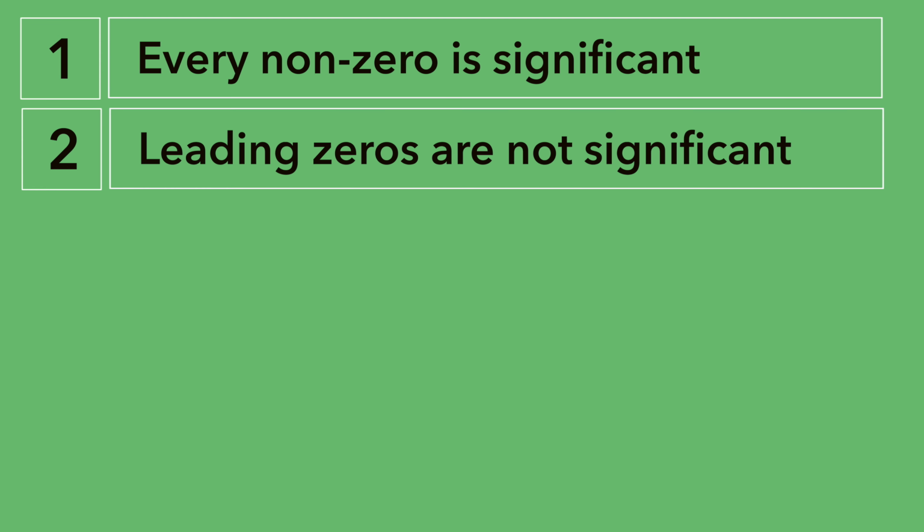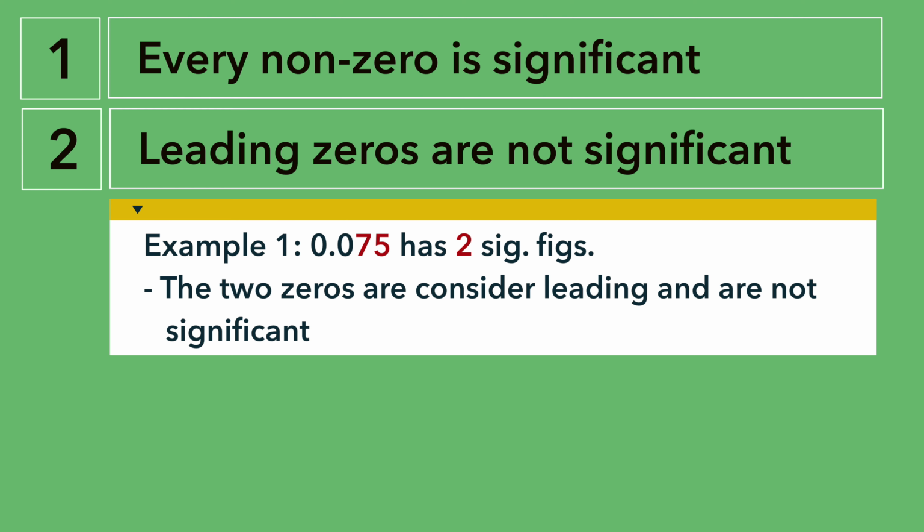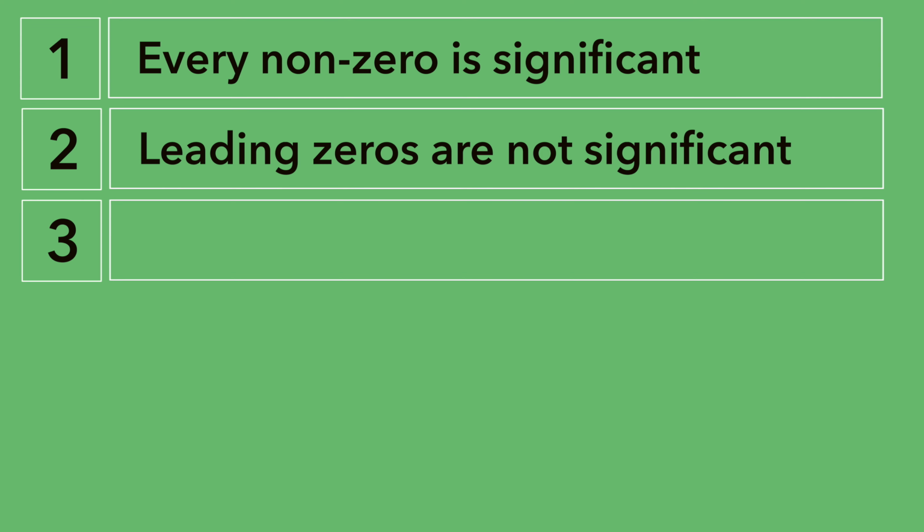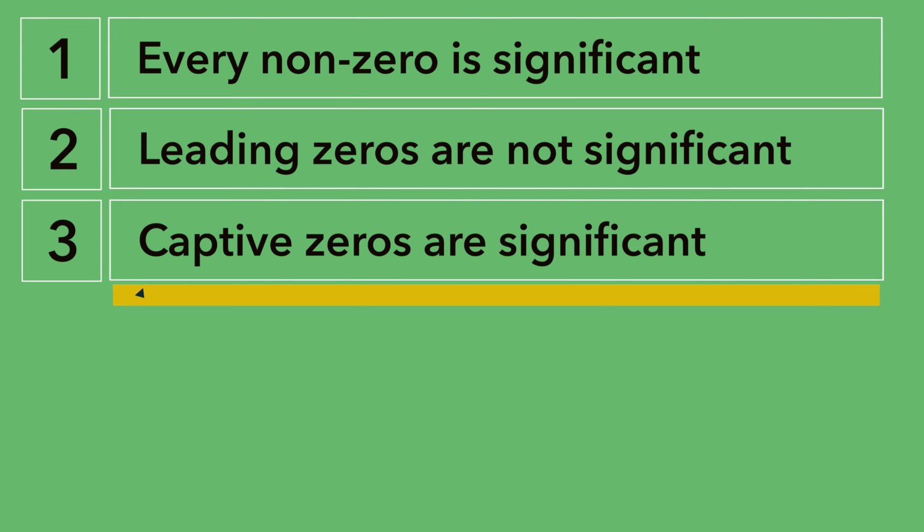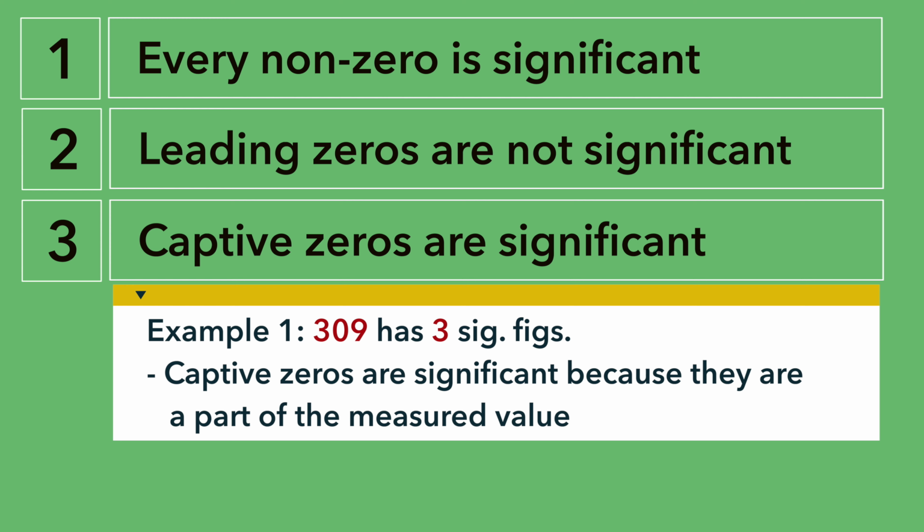Leading zeros are zeros that come before any non-zero digit in a measurement, such as those in 0.075. The first 2 zeros in this measurement are leading zeros because they come before the first non-zero digit, which is the 7. Leading zeros are never significant, so the value 0.075 would only have 2 significant figures, which are the 7 and the 5. We can also have what are called captive zeros, which are between 2 non-zero digits, such as in 309. Captive zeros are always significant because they are part of the measured value. So in the value of 309, all 3 digits would be significant.